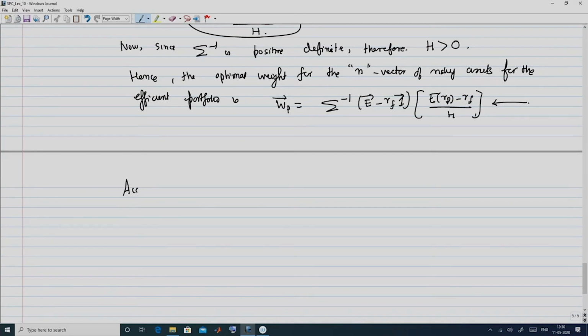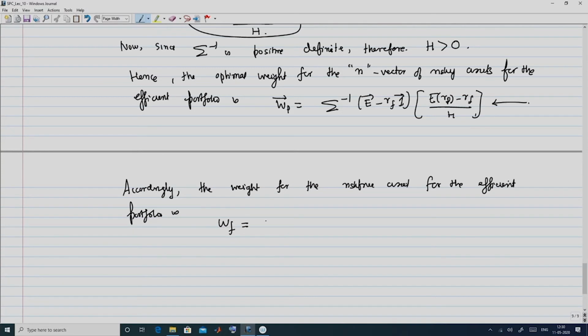Now, we have got the optimal weights for the n risky assets. So, accordingly, the weight for the risk free asset for the efficient portfolio is W f. Remember, W f is nothing but 1 minus W p transpose into vector 1. Here your W p has already been obtained.